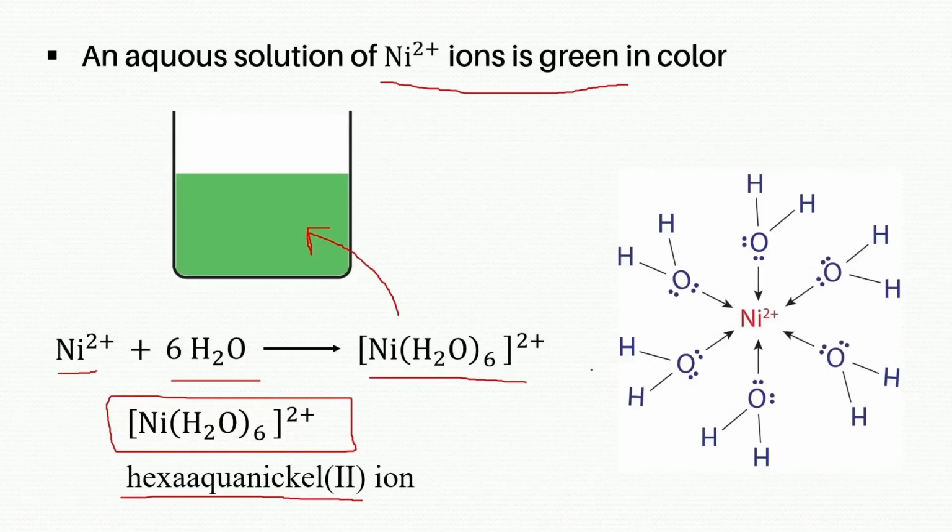This is the structure of the hexaaqua nickel(II) ion, and its geometry is octahedral. The structure is the same as the previous ones. Ni2+ ions are surrounded by 6 water molecules with 6 dative covalent bonds.